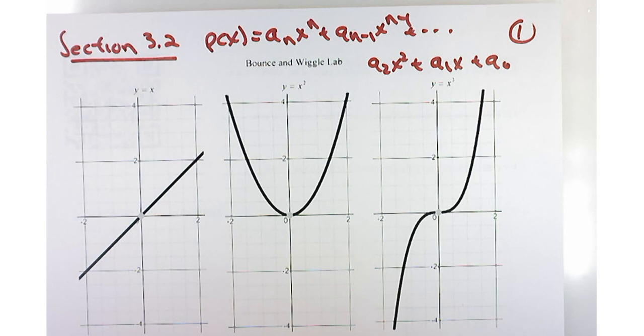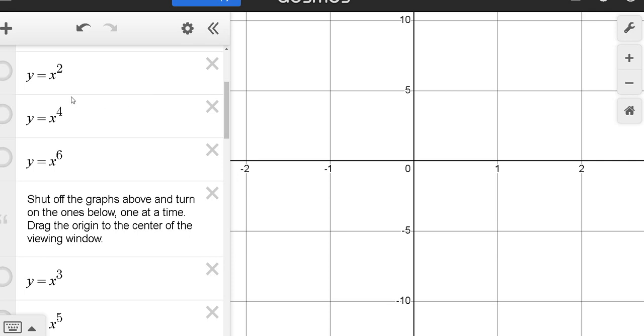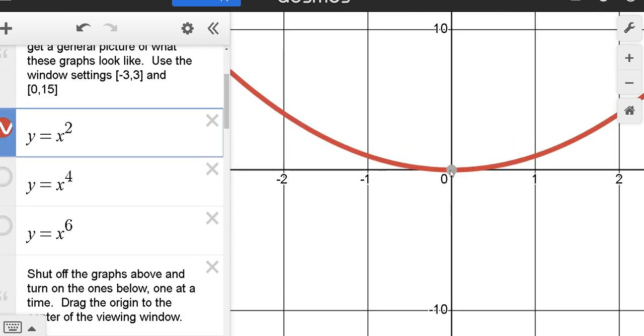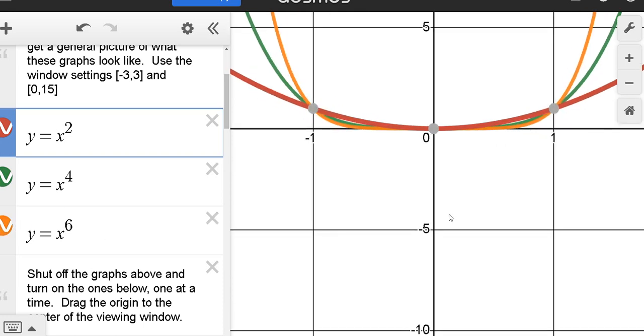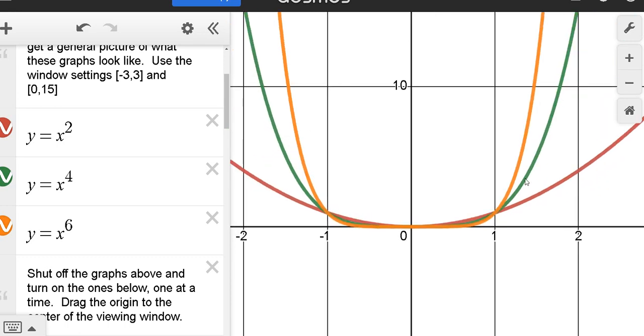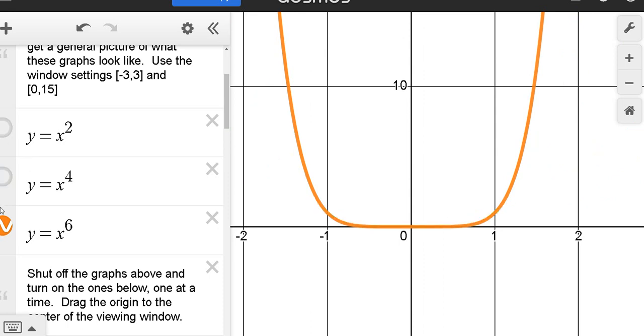Now, the link that I gave you on D2L to our Desmos link should give you something like this. When you have even degree polynomials, then you get similar behavior. The graph touches here at x equals 0 and y equals 0. Same thing with this next graph. Same thing with this graph. What's happening here is that as your degree gets bigger, it gets flatter between -1 and 1, but then gets taller quicker once you leave that range. So there's your even degree polynomials.